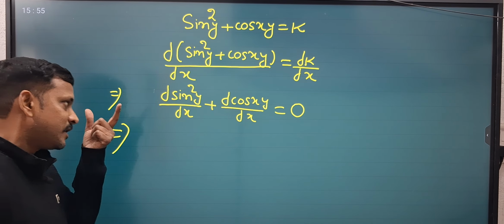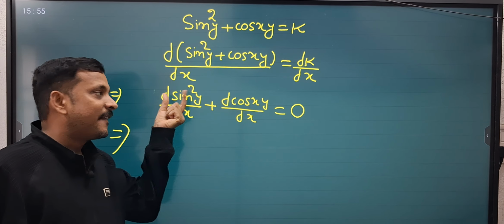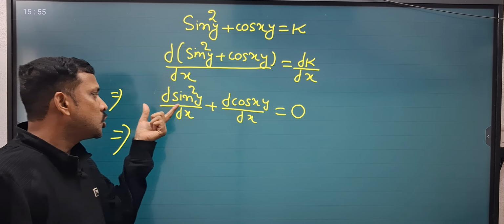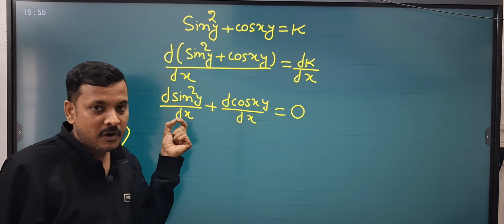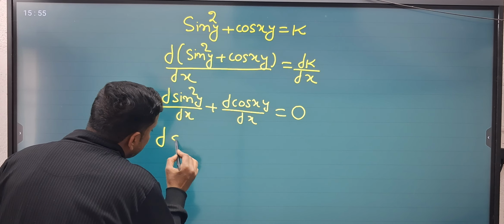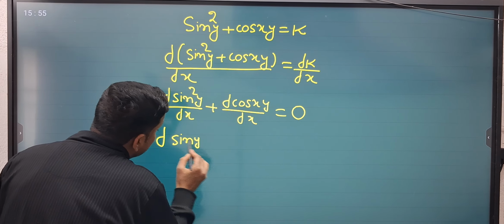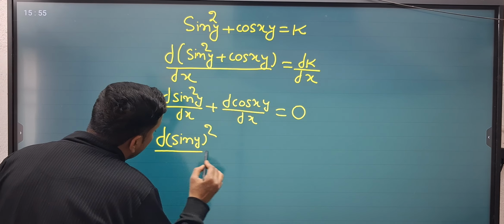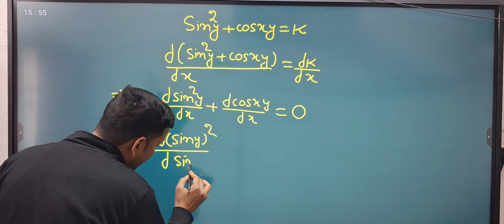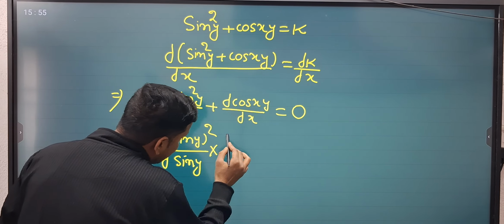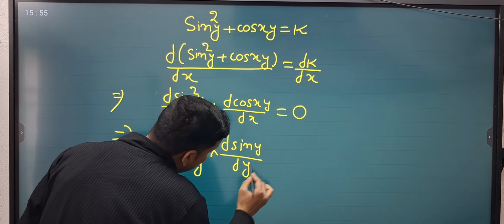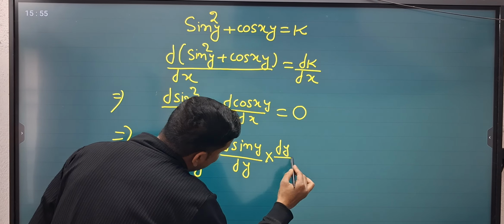the differentiation of sin to the power n. This is the form of x to the power n. Why? Because you don't know the differentiation of sin square y directly. So this will be like x to the power n. So here you can write it as (sin y) whole square, and by the chain rule you have to differentiate this. Here you write sin y, and you have to differentiate sin y with respect to y, and again you have to write dy by dx.